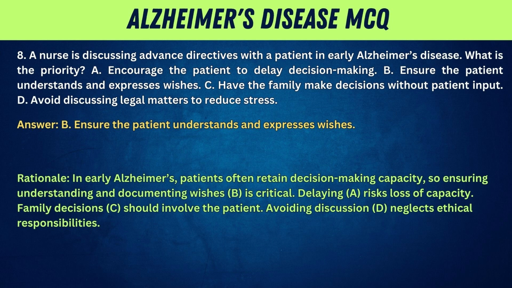Rationale: in early Alzheimer's, patients often retain decision-making capacity, so ensuring understanding and documenting wishes, B, is critical. Delaying, A, risks loss of capacity. Family decisions, C, should involve the patient. Avoiding discussion, D, neglects ethical responsibilities.